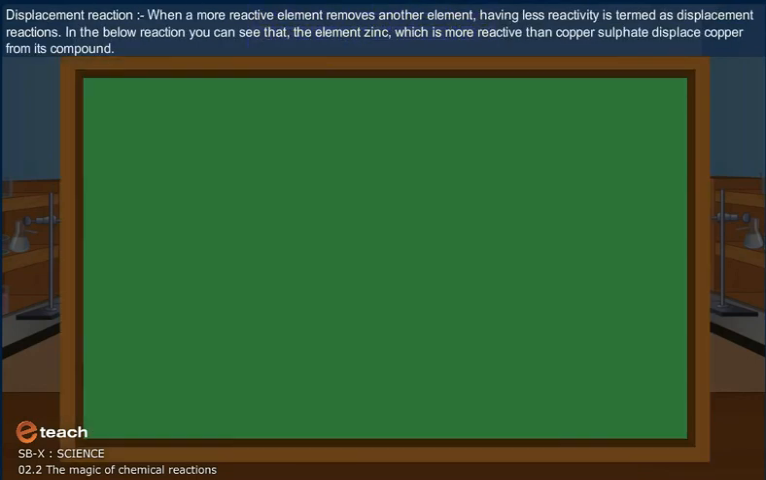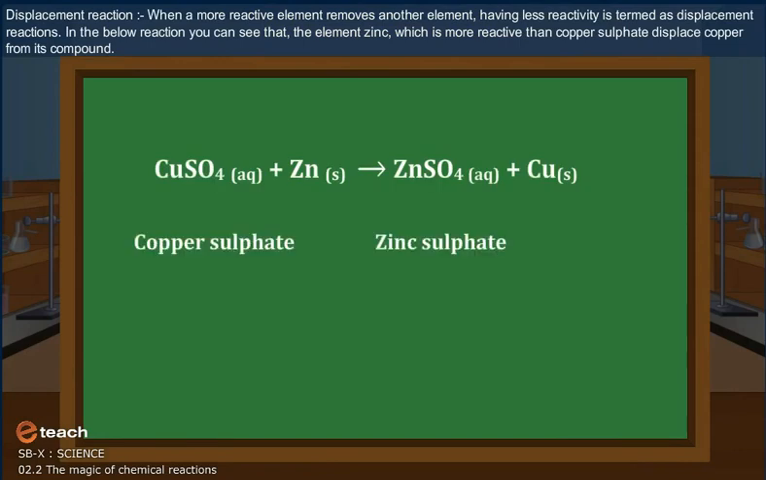Displacement reaction. When a more reactive element removes another element having less reactivity, it is termed a displacement reaction. In the reaction below, you can see that the element zinc, which is more reactive than copper, displaces copper from its compound, copper sulfate.